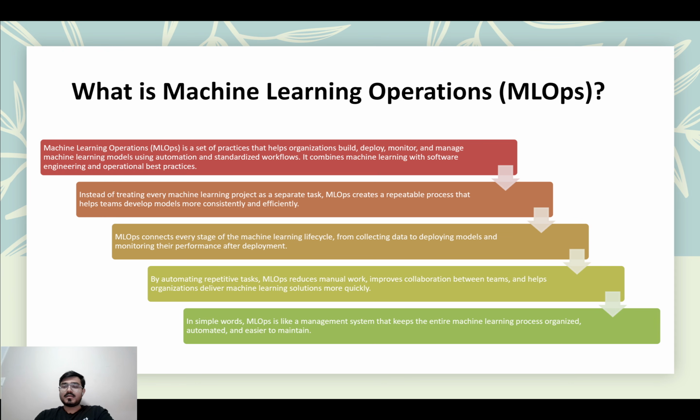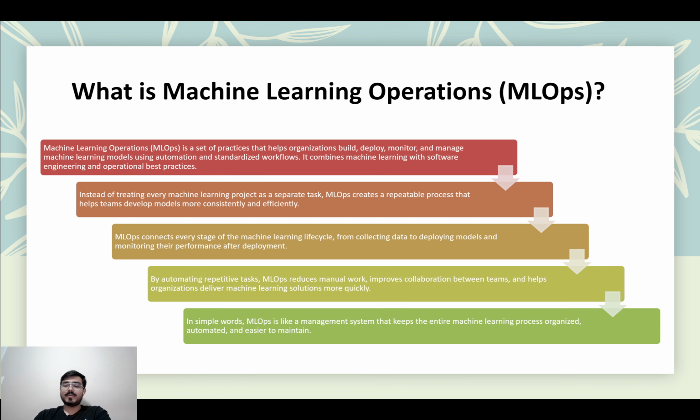So now let's understand what MLOps actually means. MLOps stands for machine learning operations. It is a set of practices that help organizations build, deploy, monitor and manage machine learning models using automation and well-organized workflows. Instead of treating every project differently, MLOps creates one standard process that every team can follow. This makes machine learning development more organized and much easier to manage.